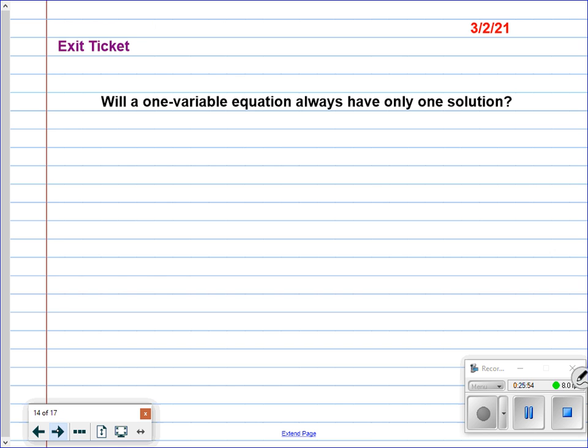All right, your exit ticket. Well, one variable equations always have one solution. So we kind of answered this. If you look at all of our examples, did they have a one variable equation? So you should be able to answer that.